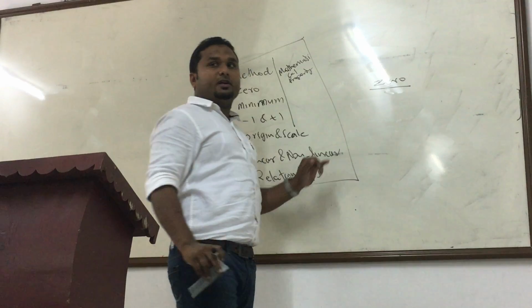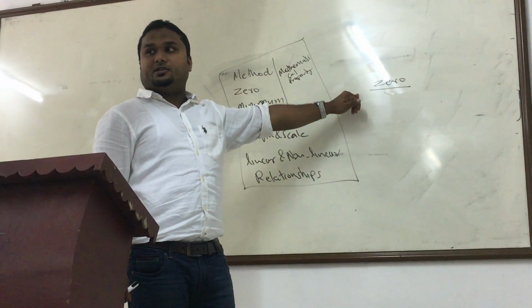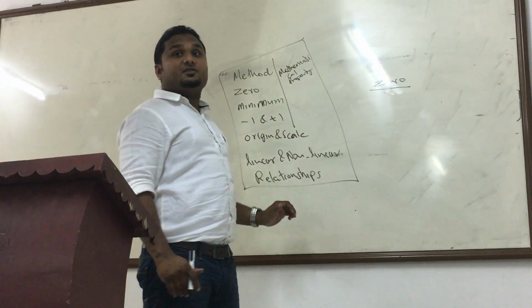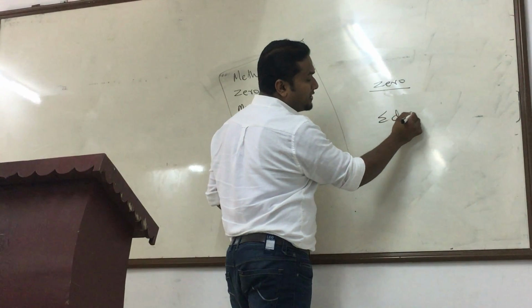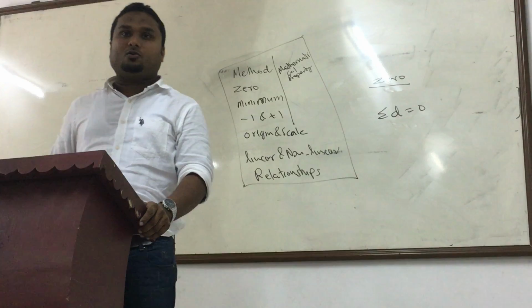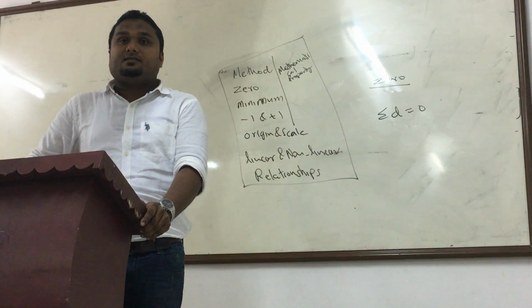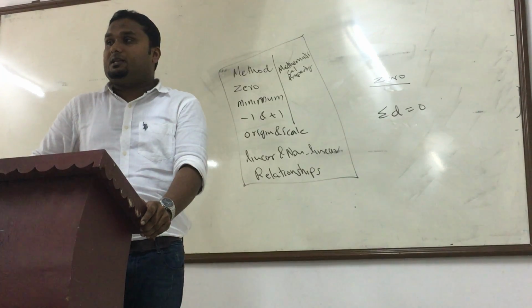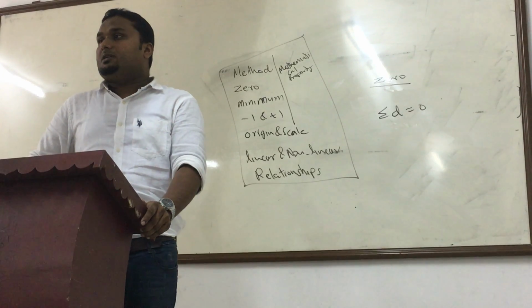This question appeared only one time in CA CPT, in December 2012. The sum of differences of ranks in a rank correlation is 0. That is, sigma d equals 0.